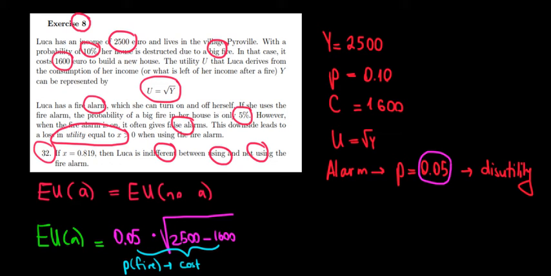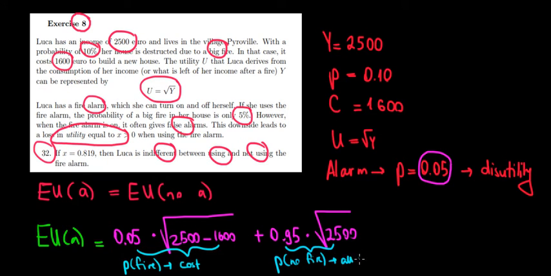Now, with the remaining probability, which is 95%, so plus 0.95, Luca would keep all his money, so that would be the square root of 2,500 euros. In other words, this is the probability of no fire, so we keep all the money. But what also matters is that if we use the alarm, we have a loss in utility. We have a loss in utility of x. So our utility would go down by x. That would be the expected utility of using an alarm.